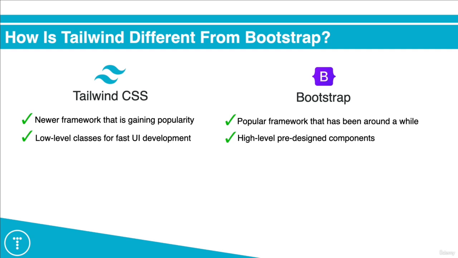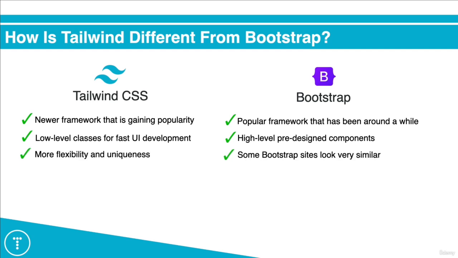Now, as we talked about, Tailwind uses low-level classes or utility classes for fast UI development, and Bootstrap uses higher-level component-based classes, and it does offer some utility classes as well. So Tailwind has more flexibility and uniqueness because it's so unopinionated. In many cases, Bootstrap sites can look very similar, especially when the developer doesn't even bother to configure anything, any colors or anything like that.